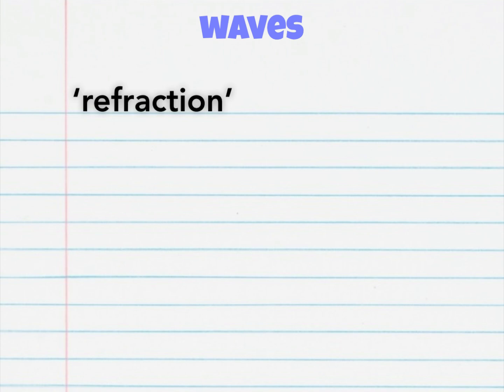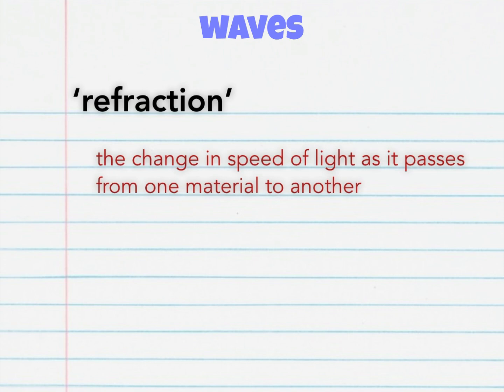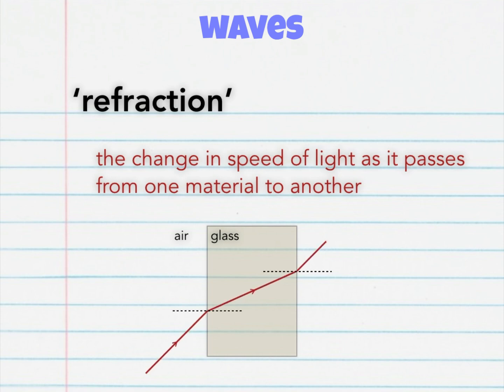Refraction. Refraction is the change in speed of light as it passes from one material to another. This diagram shows a glass block in air. Here we can see the light bend towards the normal, the dotted line, as it passes from air to glass, and away from the normal as it passes from glass to air. Although light doesn't always change direction during refraction.